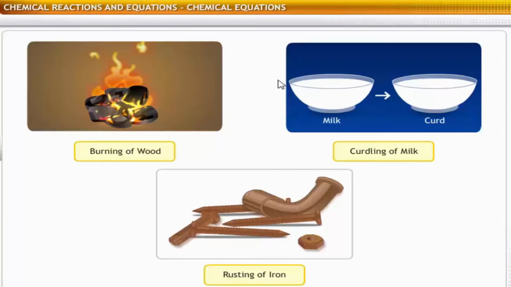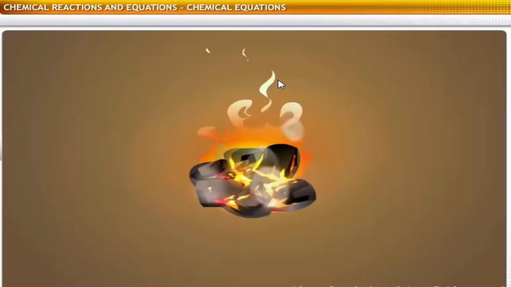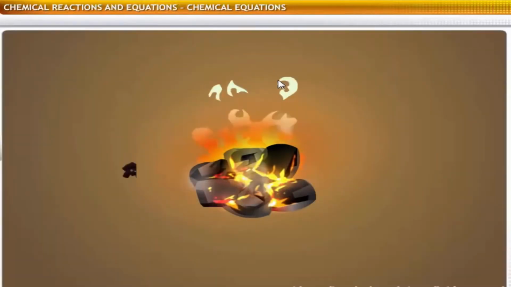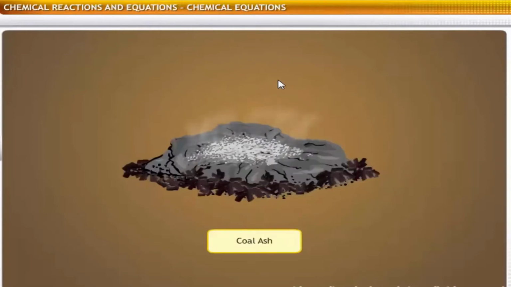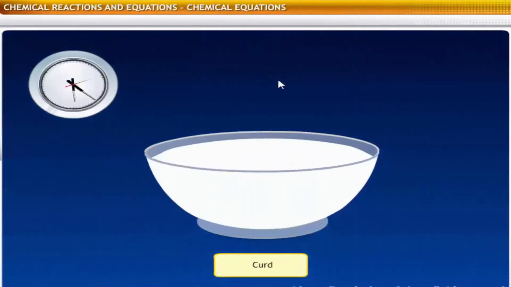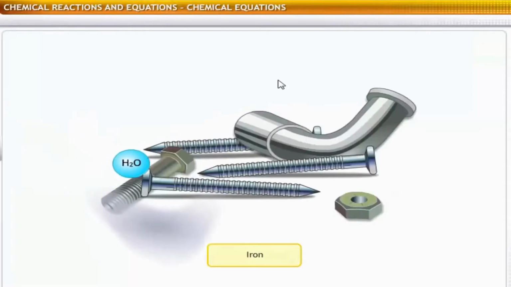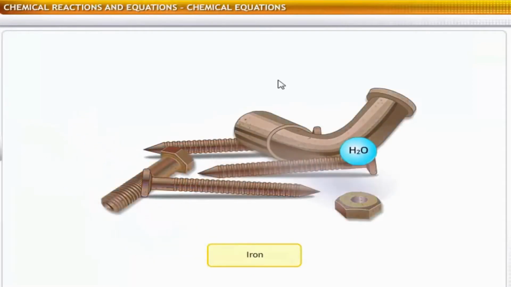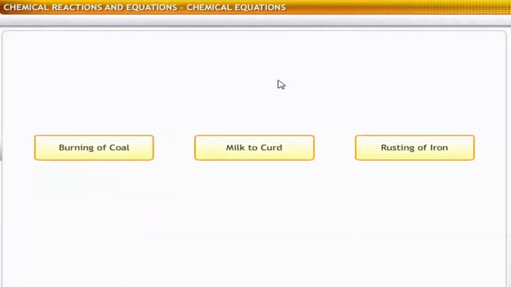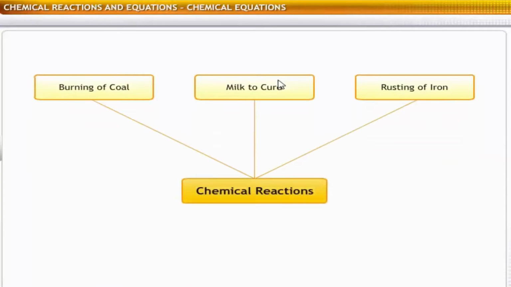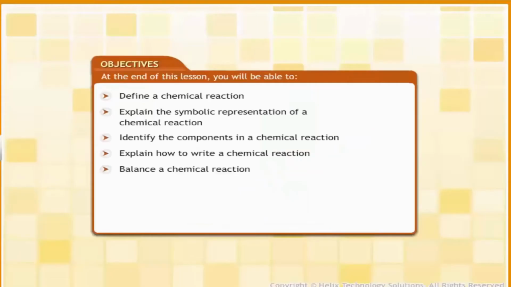All the time. For example, changing of coal when it is burned to produce heat, changing of milk into curd, and rusting of iron when exposed to moisture. All these changes are a result of chemical reactions. These chemical changes can be represented through chemical equations. In this lesson, you will learn about writing and balancing chemical equations.